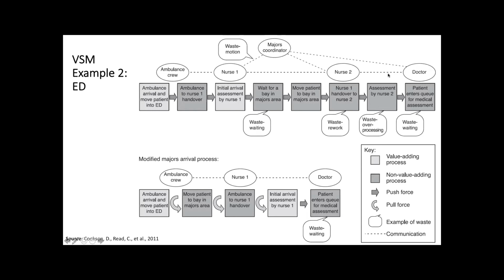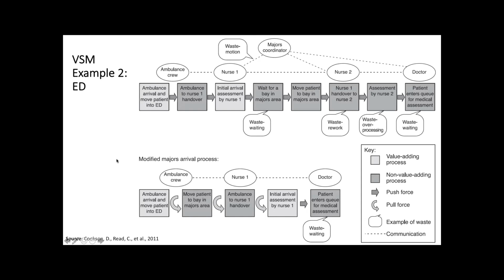And then nurse two is going to perform another set of assessment. And finally, the patient is going to enter a queue to finally get visited by the doctors in the emergency department and get the actual assessment. And that usually queue is the one that takes the longest. So when we look at this process, obviously the arrival of the ambulance, things like that. So these are all transportation. So that's definitely non-value added.